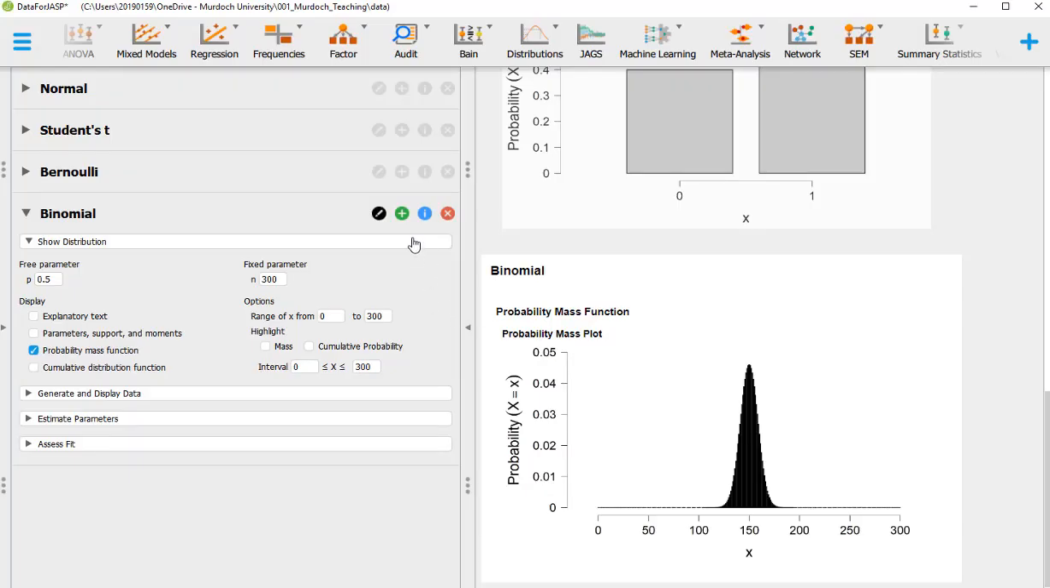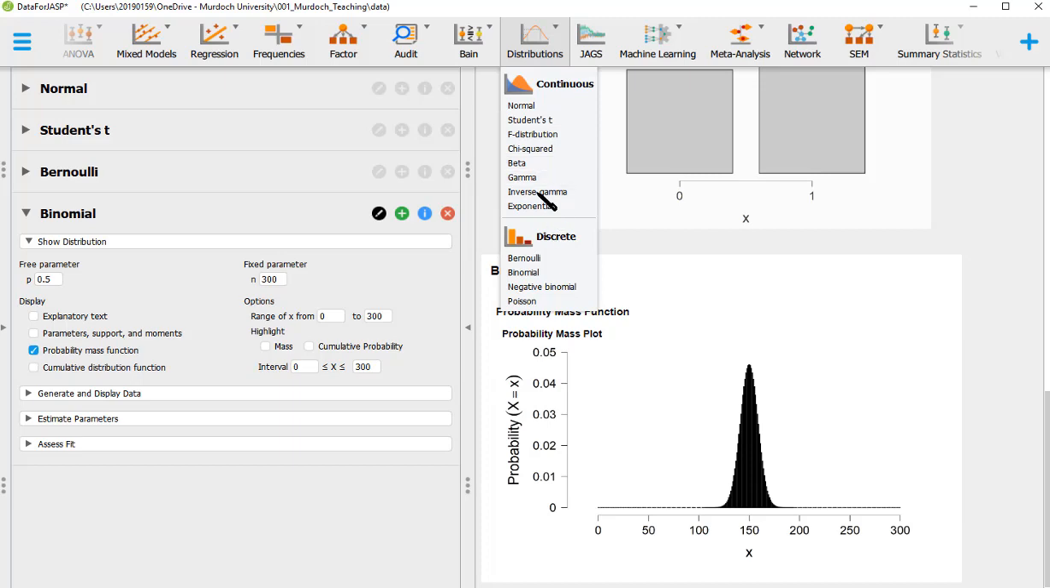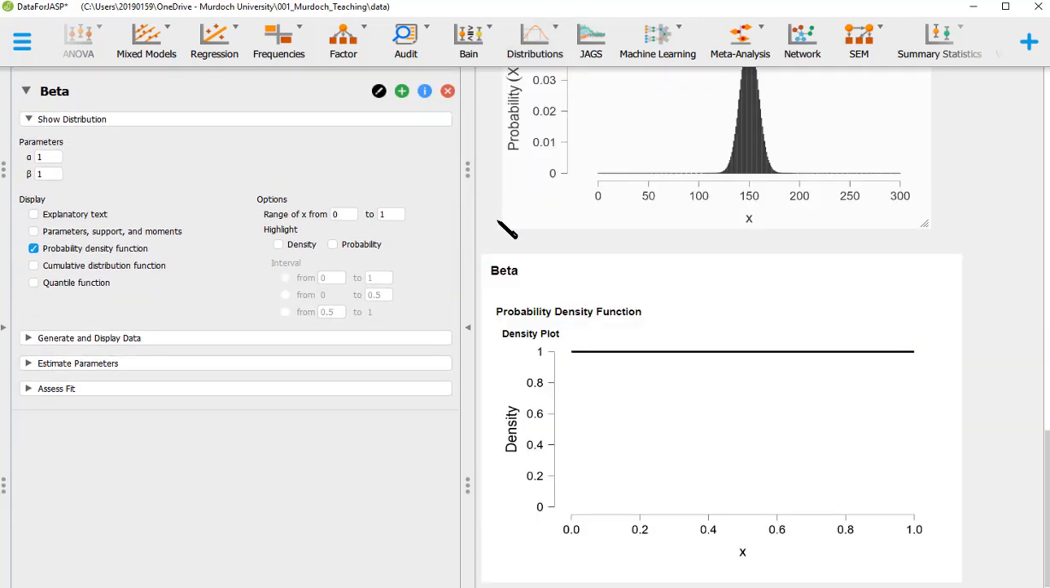The beta distribution complements very well with the binomial. Let's go to the beta distribution. The beta distribution has two parameters, parameter alpha, sometimes called A, and beta, sometimes called B.